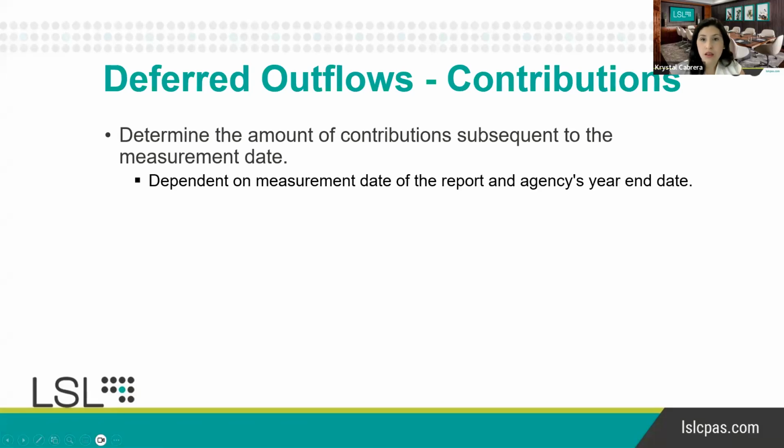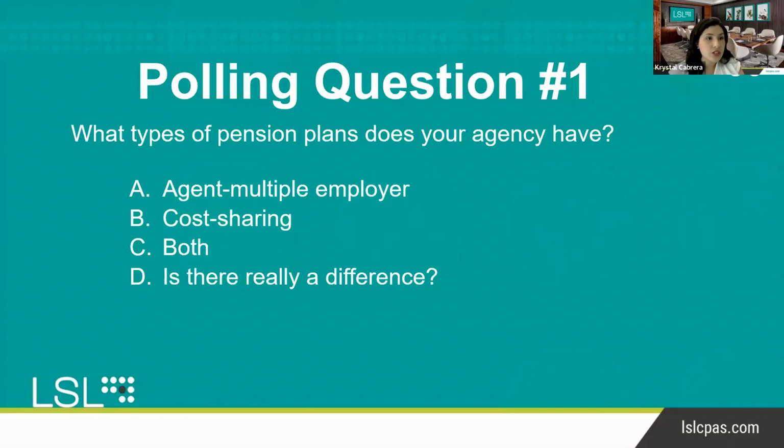And with that, let's move to the first polling question. So, what types of pension plans does your agency have? Do we have agent multiple employer, cost sharing, both, or is there really a difference? And you guys can answer as honestly as possible. Sometimes you're like, I gotta go look back.